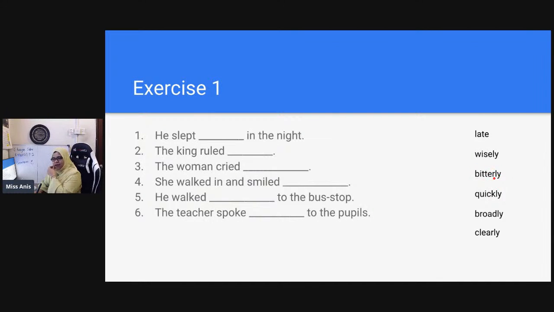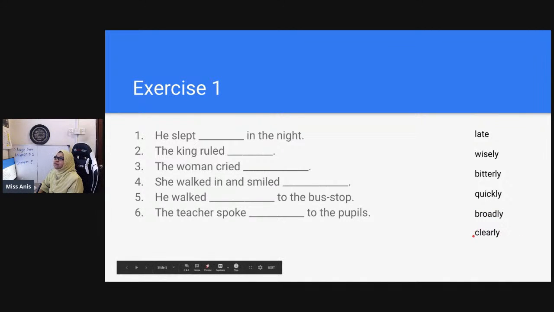Bitterly dengan pahit. Ataupun dengan, I would say, usually, in English, other than the taste bitter, if someone is sad ataupun feeling bad, you can also put bitter to it. Okay, quickly dengan cepat, broadly secara lebar, sangat dengan lebar, clearly dengan clear dalam bahasa Melayu apa sih? How do I explain clear? Dengan terang. Thank you God, alhamdulillah, terang.